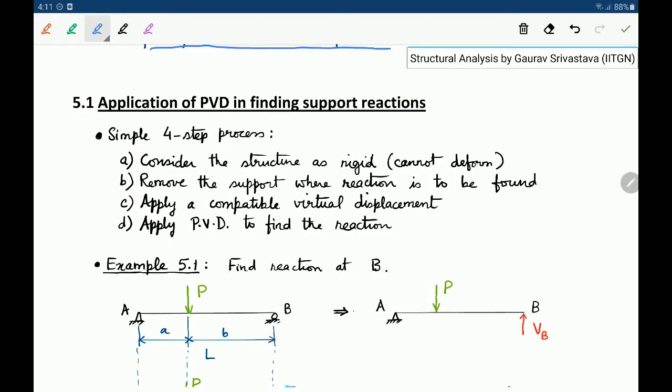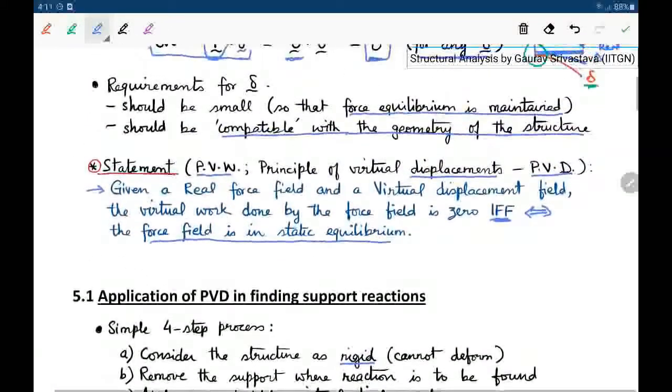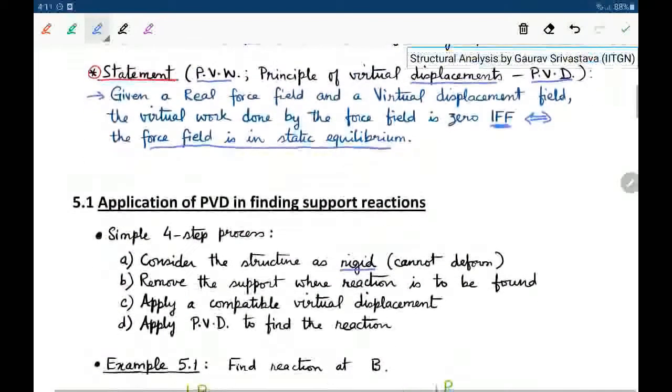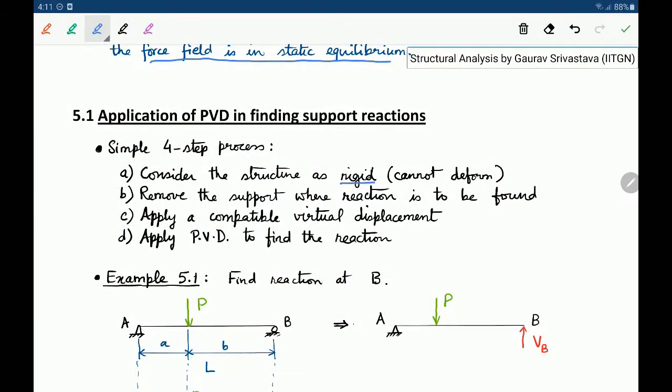First, we consider the structure as rigid. Just like in the beam earlier we considered a bending type of deflection, here for finding support reactions we will assume that it is rigid, which means it cannot deform, it can only move. Second, we remove the support where the reaction is to be found. This is customary, because as long as the support is there, that force will not be revealed. When we remove the support, that force gets revealed.